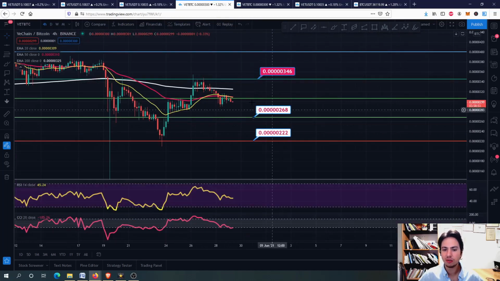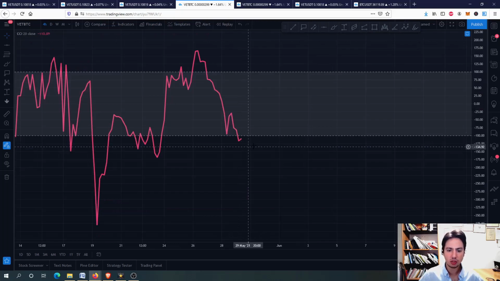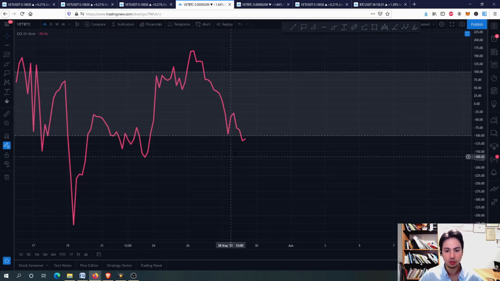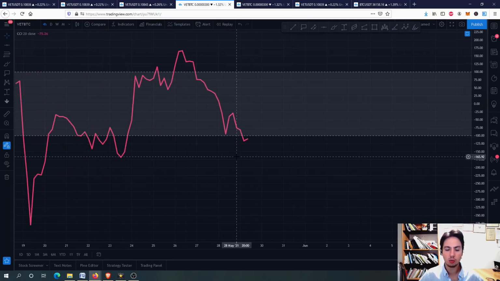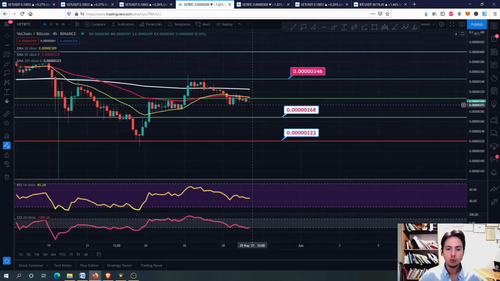So for now we are going to Vechain against Bitcoin. You can see that on Vechain against Bitcoin we are about to have a shift in the momentum. I don't think we are going to see this low on the Commodity Channel Index for Vechain against Bitcoin. Even if we correct a little more, we are beyond the minus 100. Therefore, guys, I expect Vechain to go upwards.